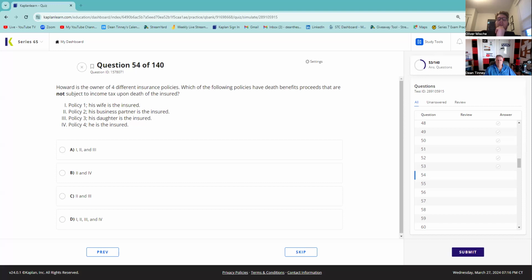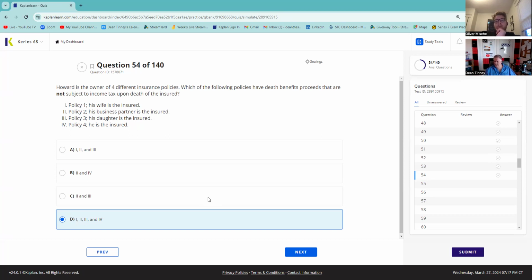I'm going to say it's D. You're correct. Remember, they're not asking about the estate taxes. They're just asking you, life insurance is not taxable to the insured, right? That's one of the advantages of life insurance. So if you're the insured and you die, it's not going to have any tax consequence to it.